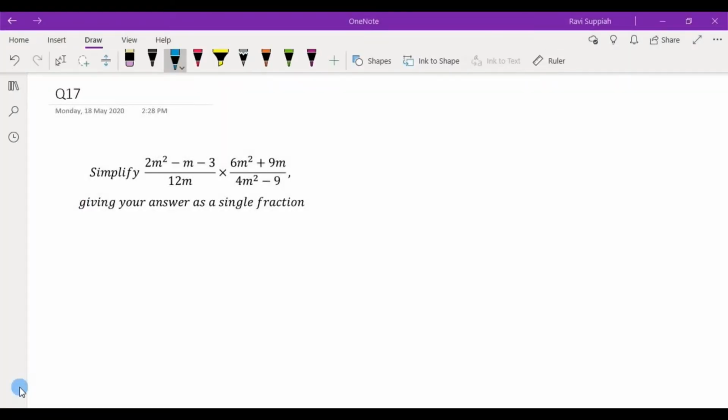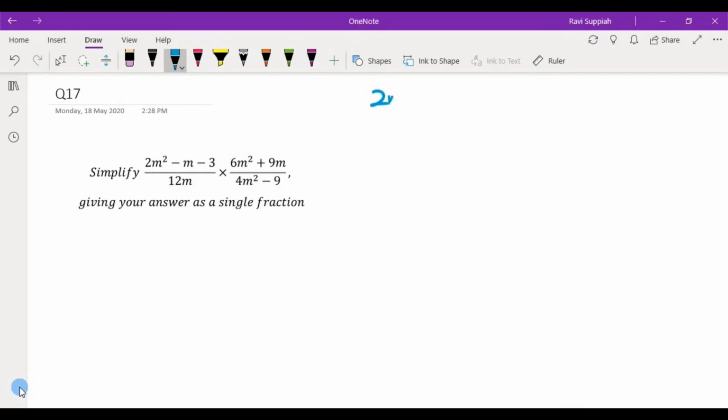In this question, we are asked to simplify this expression over here. So what we must do is first try to see what factorization techniques we can apply, so that we can move towards cancelling some common terms in the numerator as well as the denominator. Now let's look at the first term here, 2m squared minus m minus 3.